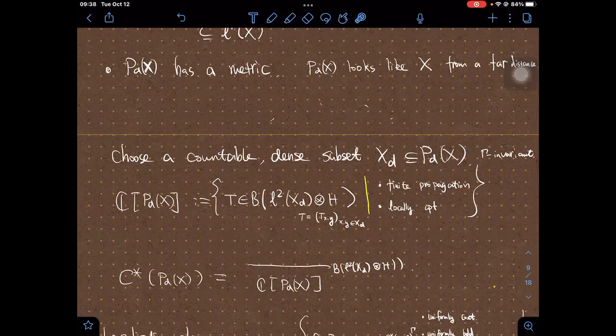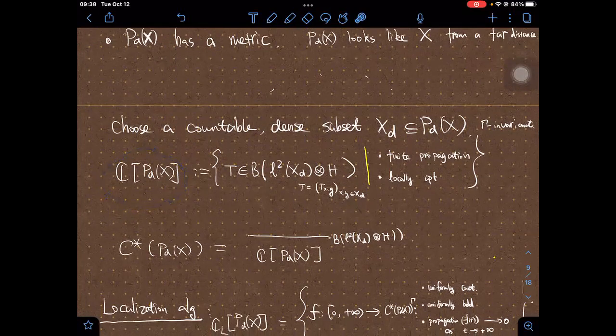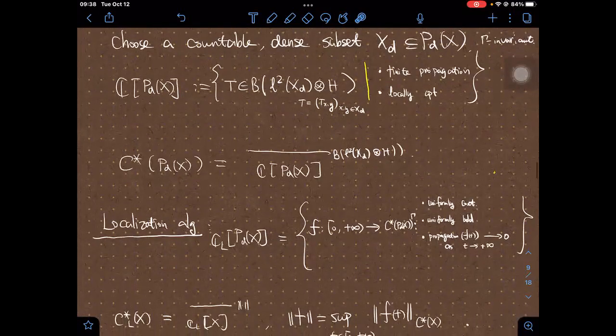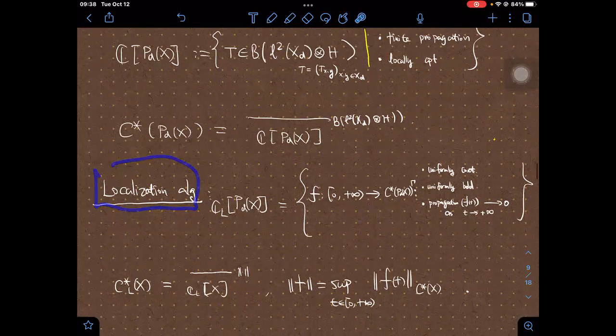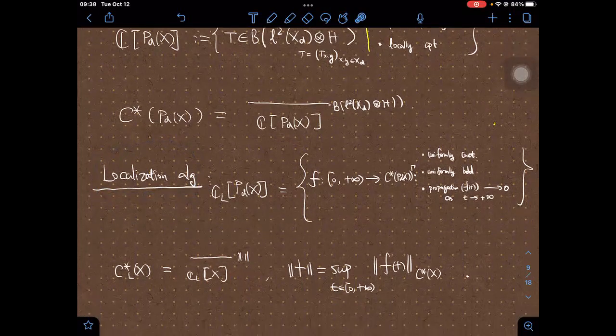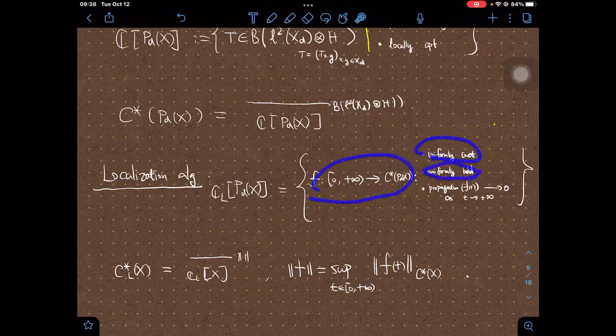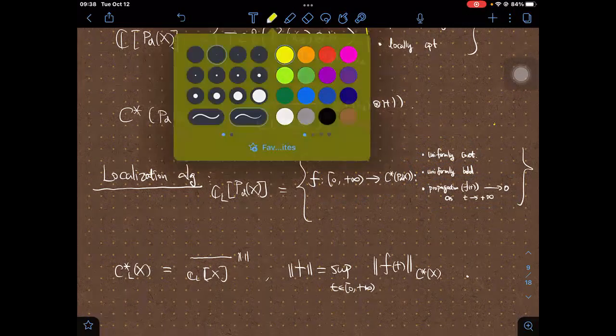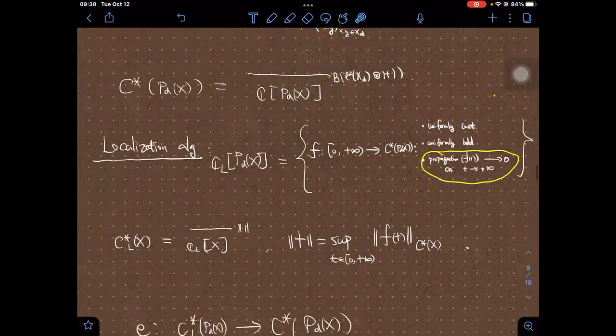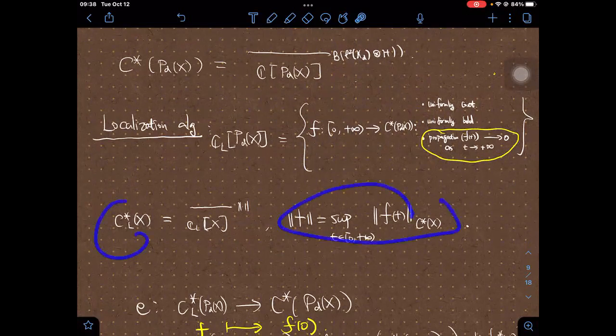And then we can define the Roe algebra for the Rips complex. Actually, it follows from the situation in the discrete case. Okay, and then the point here is we can define a sister algebra called the localization algebra. This is just the collection of paths on the half real line to the Roe algebra, and you want this path to be uniformly continuous, uniformly bounded, and, the most important, propagation smaller. Propagation could be very small as t goes to infinity. So this is a crucial point in the definition of the localization algebra. And then you take completion under the sup norm, and you will have the localization algebra.